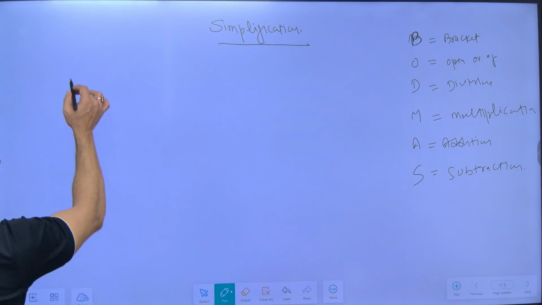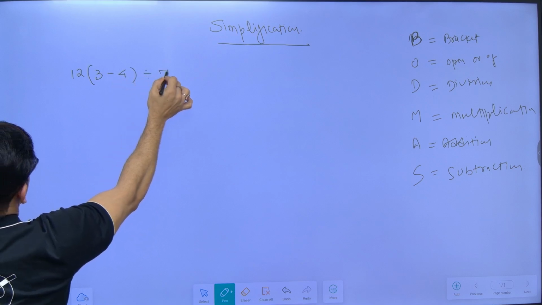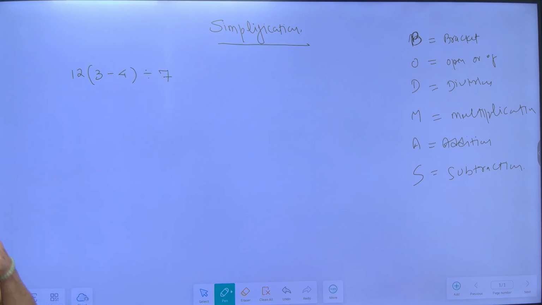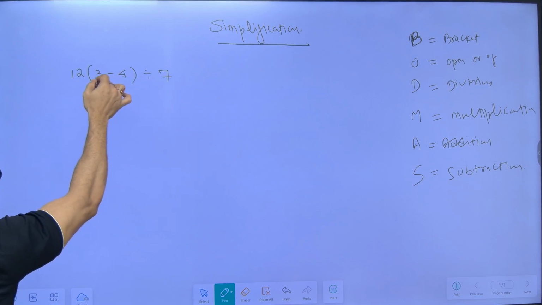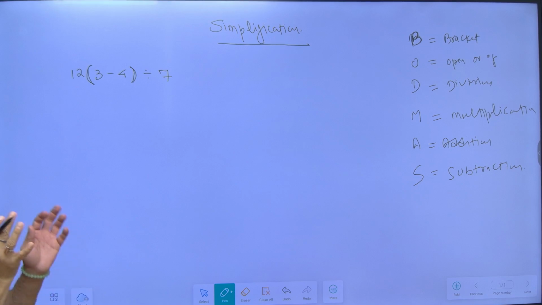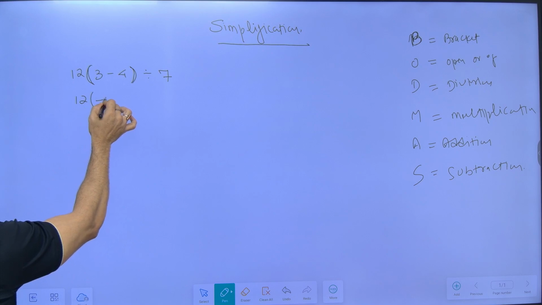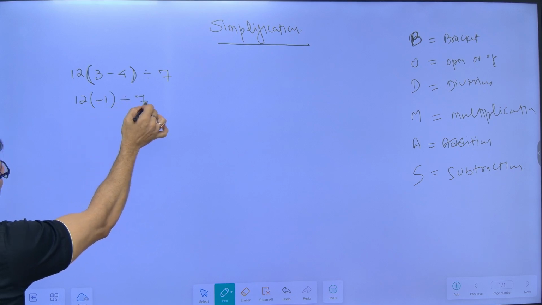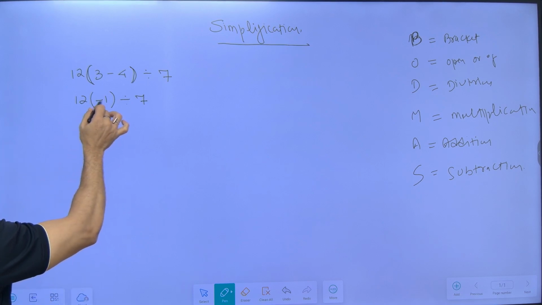So suppose we have a question, let's say 12 to 3 minus 4 divided by 7. Something like this, right? And if you have to solve this, how to do this? See, this bracket means, now B stands for bracket. So first you have to open the bracket, right? But the value inside the bracket can also be solved first. That means if I have to open the bracket, the value inside the bracket should be solved first, right? Divided by 7. Now what you will do? In this case you have what? Still we have bracket or not?